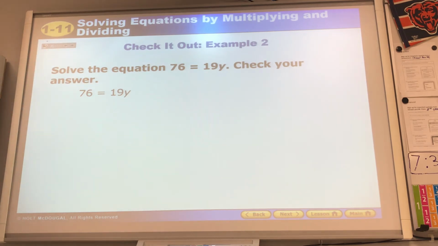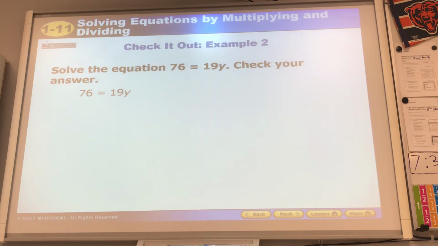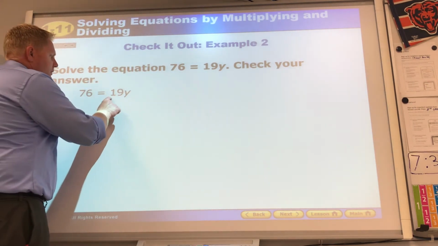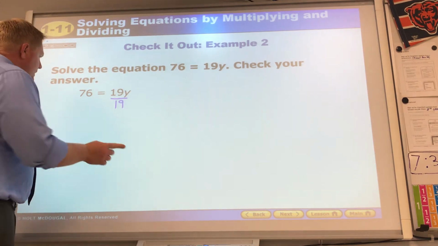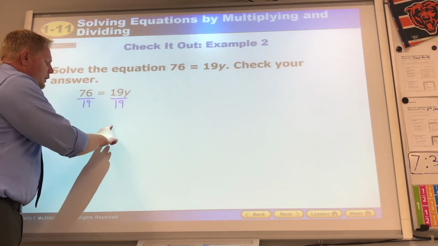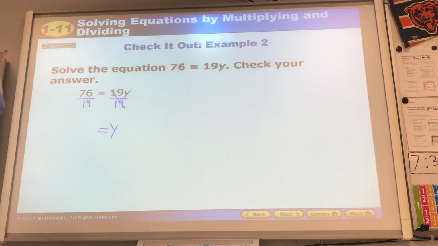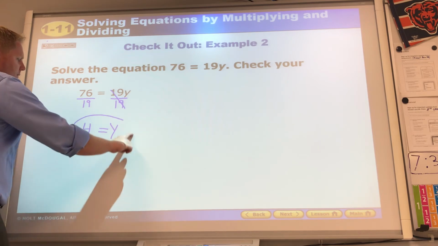All right, solve the equation 76 equals 19y. So, 76 equals 19 times y. How do I undo this multiplication? Oh, thank you. We divide by 19. Well, if we do it on one side, what do we have to do to the other side? Divide by 19. Keeping it equal. All right, so y then, because 19 divided by 19 is 1, is 4. 76 divided by 19 is 4.